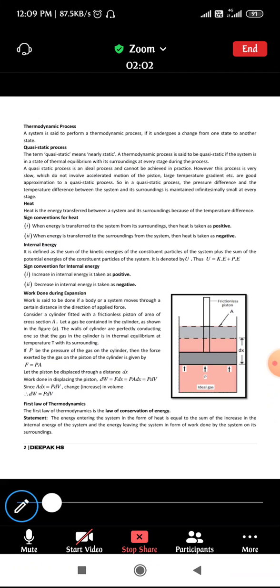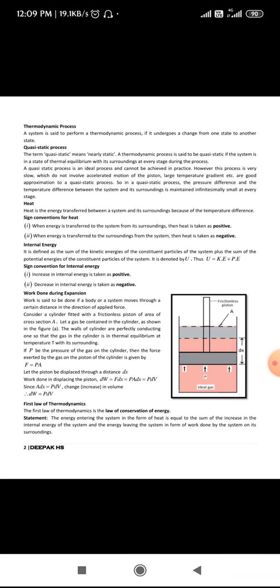As you know, heat is nothing but what? Heat is a form of energy, right? Heat always flows when there is a difference in temperature, correct? So the sign convention is that when heat is transferred from the system to the surroundings, the heat is taken as positive, whereas when the heat or energy is transferred from the surroundings to the system, the heat is taken as negative.